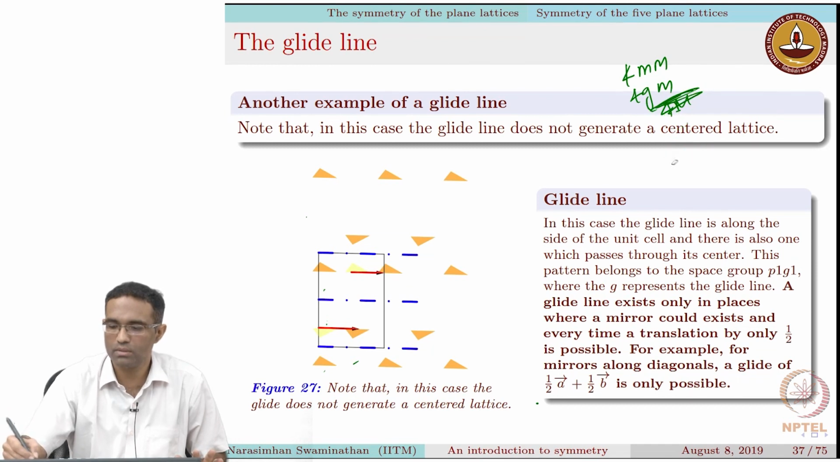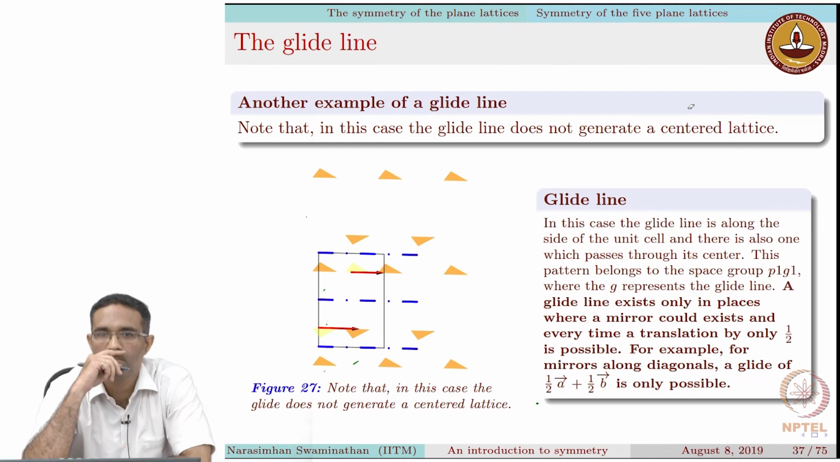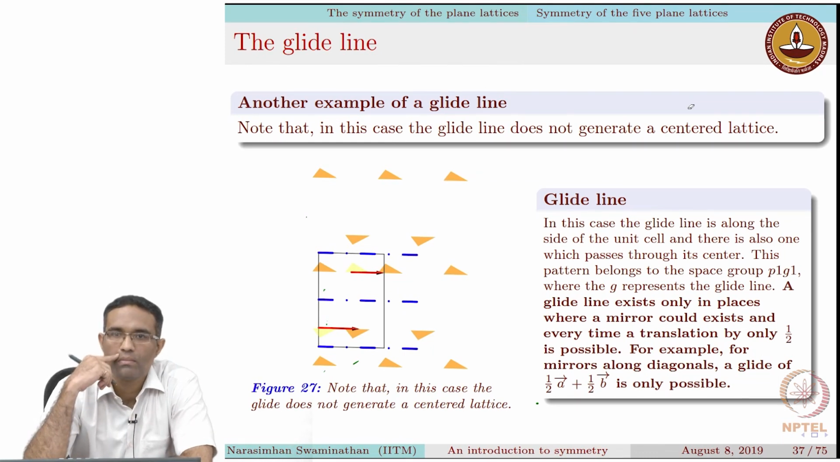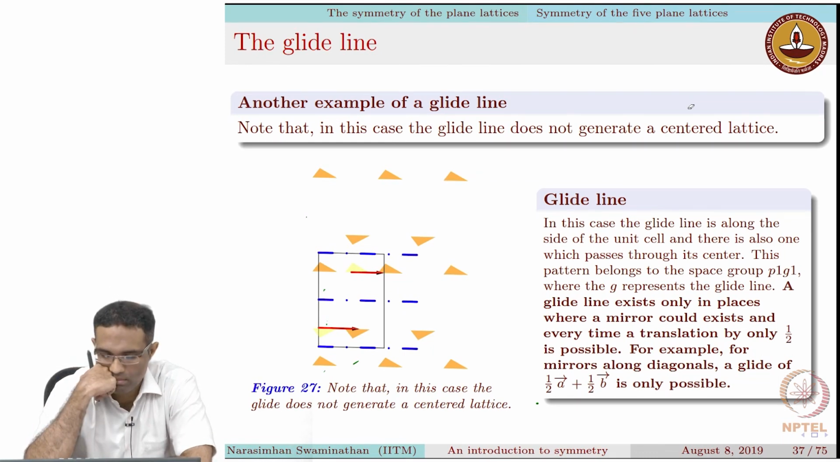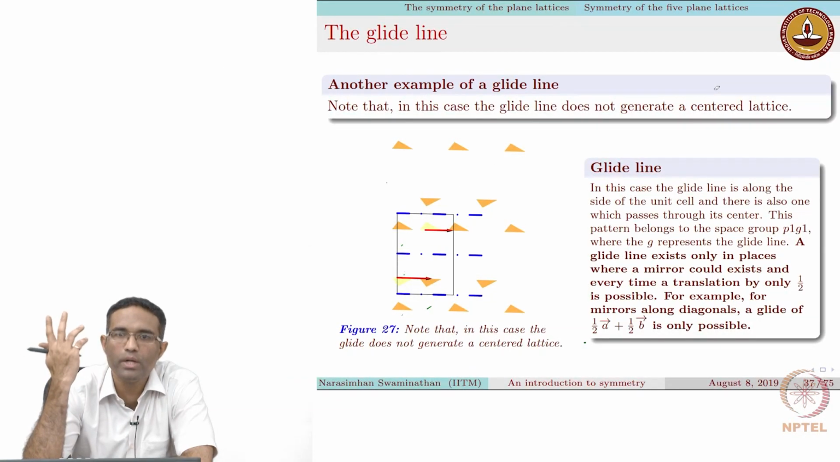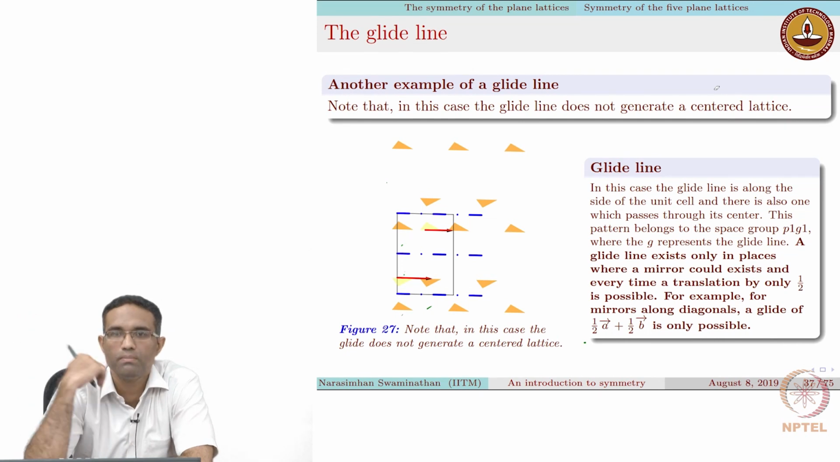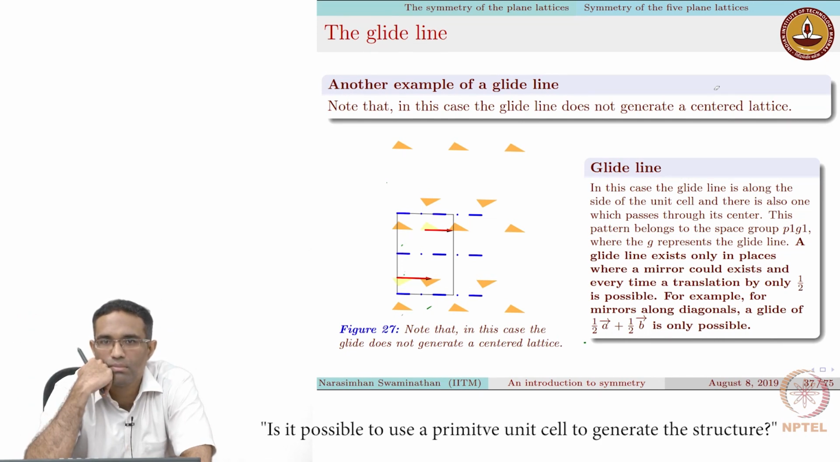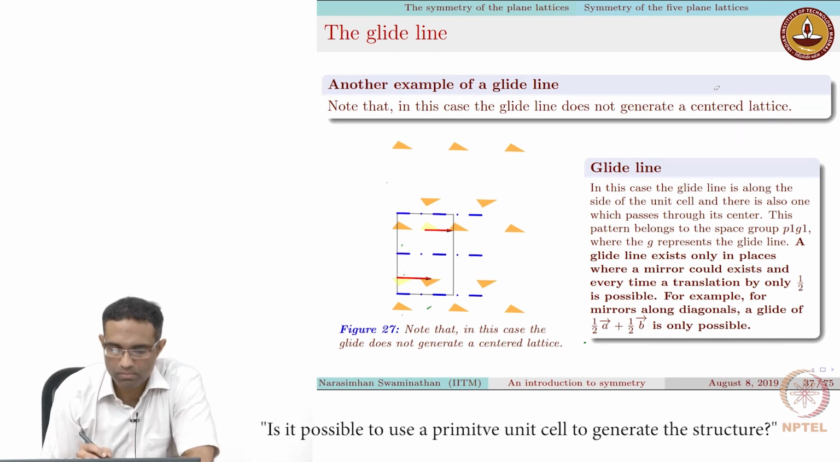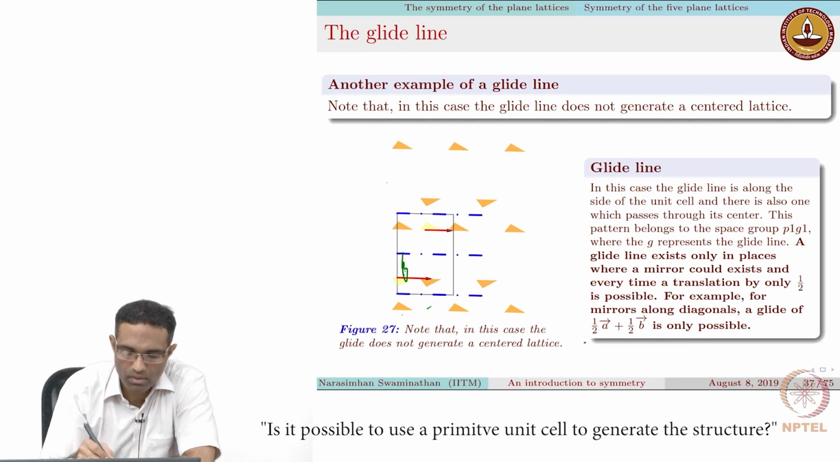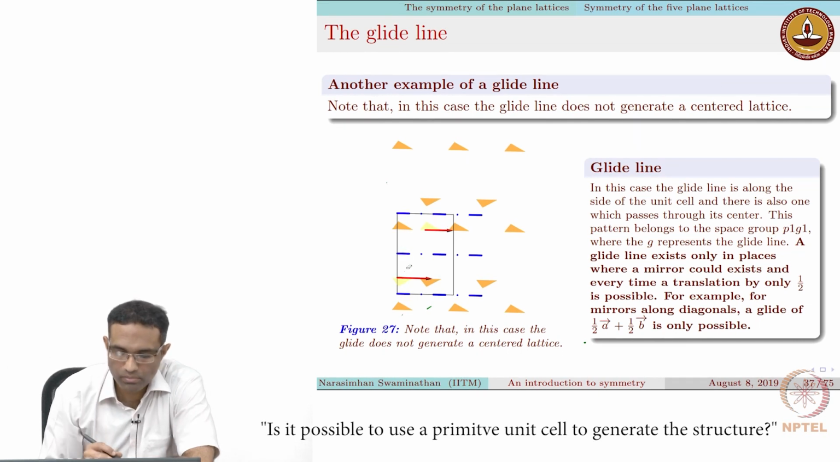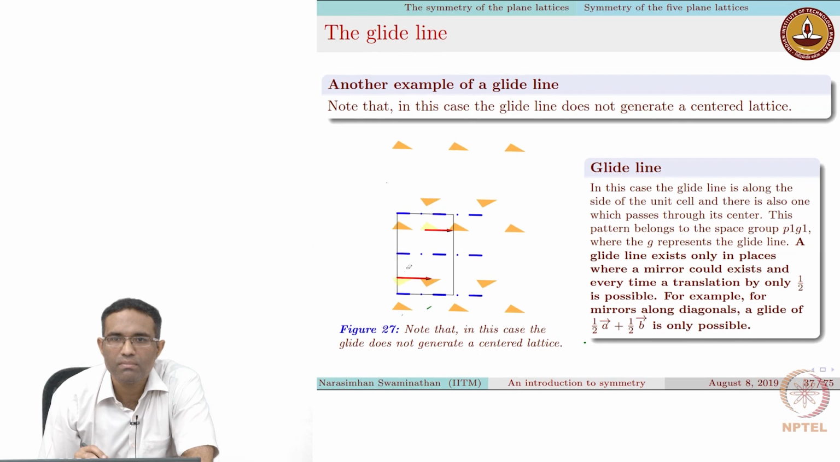Any other questions? Yeah. When we say that it's a primitive, are we only looking at the top half as one lattice? You could use a primitive unit cell to generate this structure. But the way the rectangle is drawn over there, is it still a primitive area? What is that? The way the rectangle has been drawn over there, will it still be a primitive? Yeah, it is a primitive.